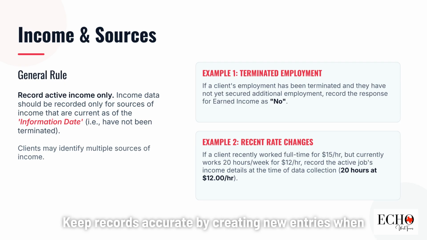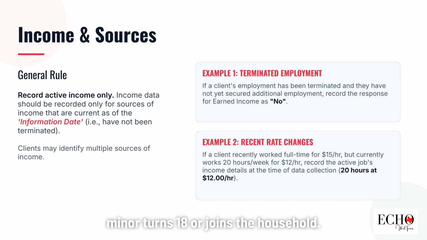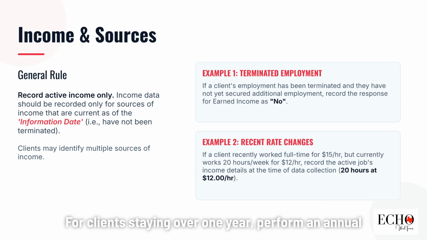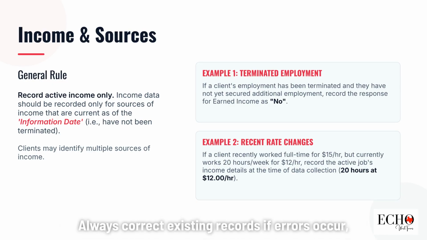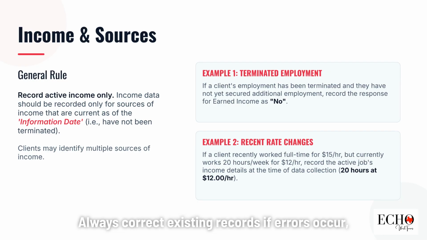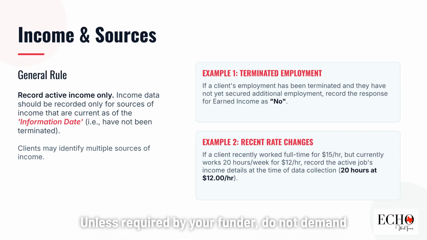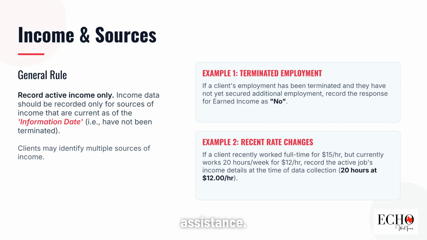Keep records accurate by creating new entries whenever income or sources change, such as when a minor turns 18 or joins the household. For clients staying over 1 year, perform an annual assessment, regardless of whether their income has changed. Always correct existing records if errors occur, rather than adding duplicate updates. When collecting information, ask specifically about each source, rather than asking clients to list what they receive. Unless required by your funder, do not demand documentation, as this can unnecessarily delay assistance.